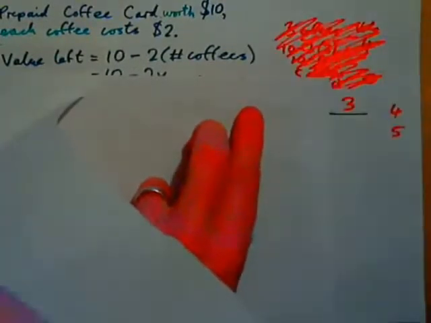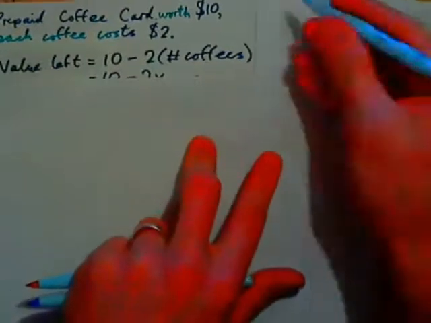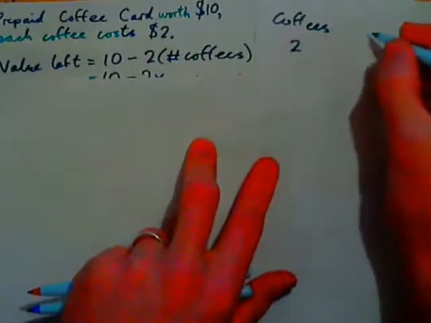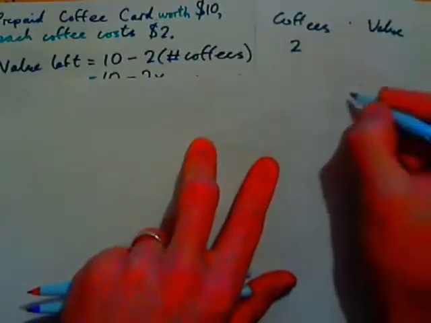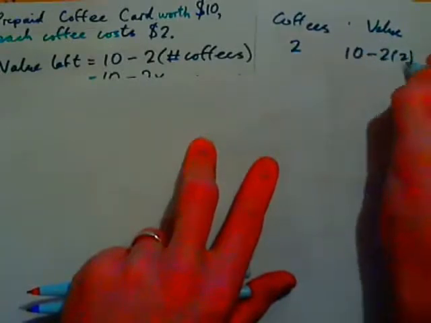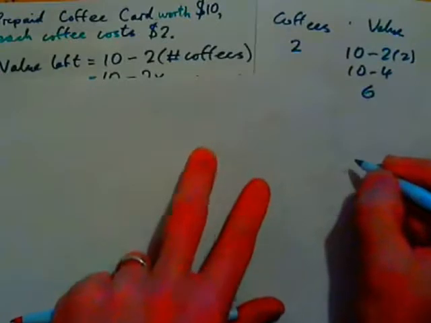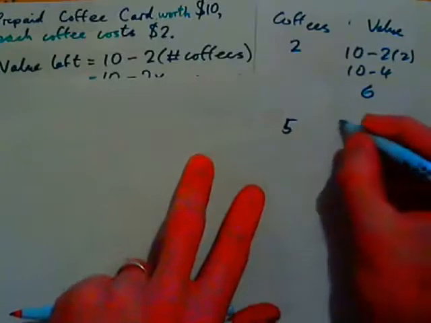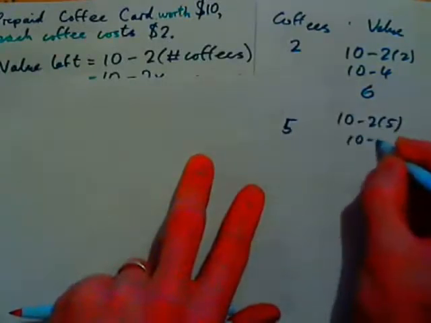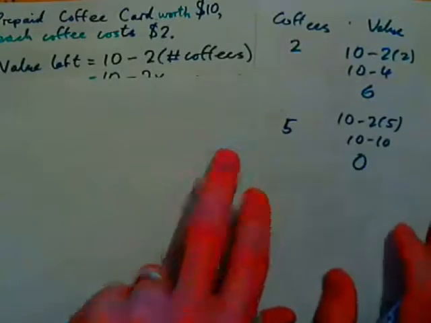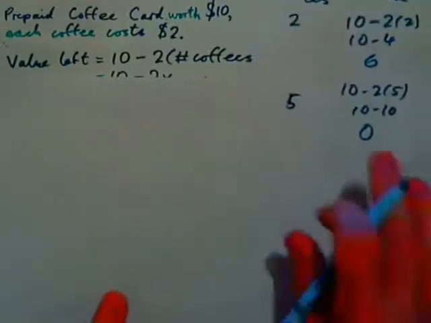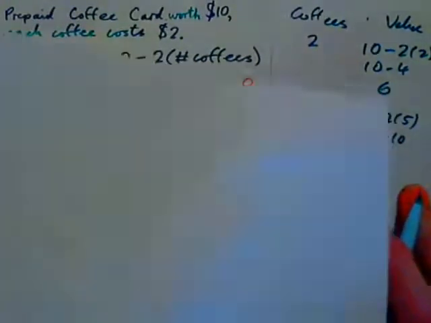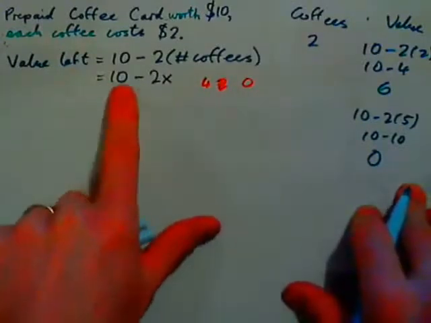So for example, if you had 2 coffees, the value on the card would be 10 minus 2 times 2, 10 minus 4, $6 left, right? If you had five coffees, the value left would be 10 minus 2 times 5, 10 minus 10, $0 left. Does that make sense? Okay, so let's have a look at this. If we put x in place of number of coffees, the value is 10 minus 2x.